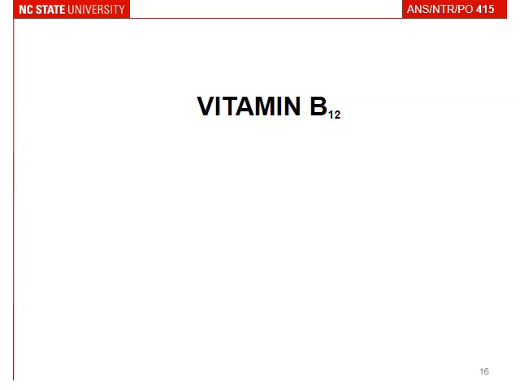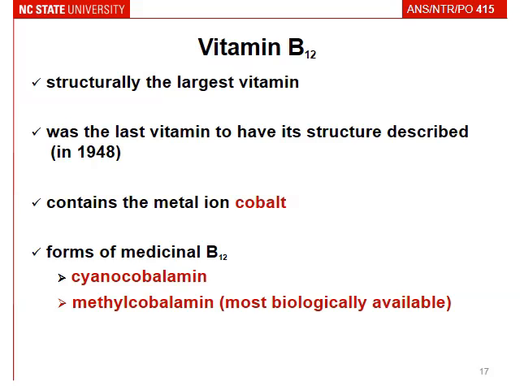So next we're going to move on to vitamin B12. So B12 is the largest vitamin out of all of them. It was also the last to be described, so it wasn't described until 1948 when we determined the configuration. And one of the main things, it contains cobalt, the metal ion cobalt. The names, if you ever look, it may be referred to as cyanocobalamin and methylcobalamin. So the cobalamin is indicating that it has cobalt in the midst of it.